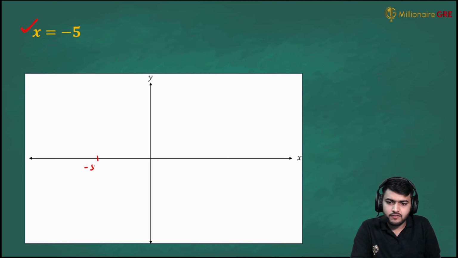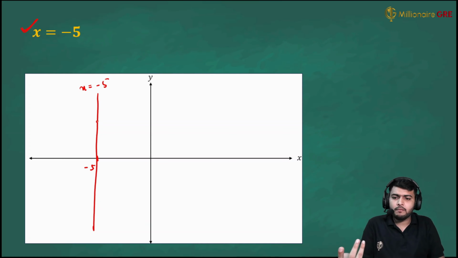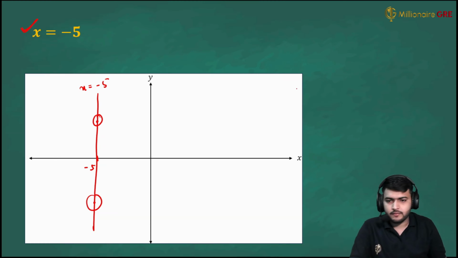So if this is minus 5, this is the line x is equal to minus 5, parallel to y-axis. On this line, the x coordinate is always minus 5. You pick any point, the x coordinate is always minus 5. x is equal to minus 5 represents a line on which x is always minus 5.